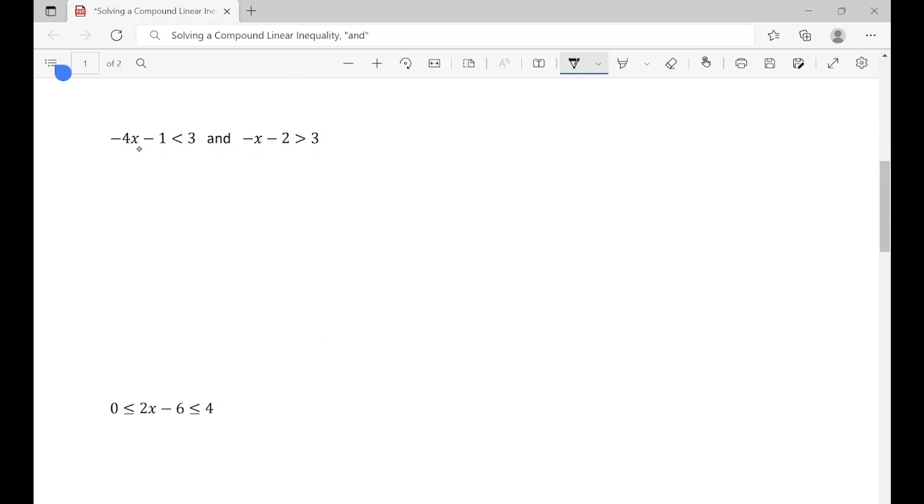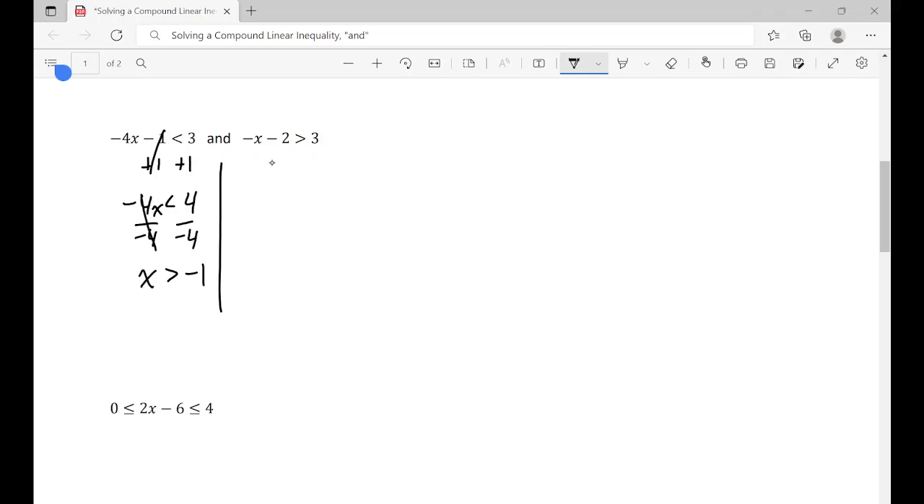Next, negative 4x minus 1 is less than 3, and negative x minus 2 is greater than 3. So solve each one individually. So plus 1, negative 4x is less than 4. Divide by negative 4 on both sides. X is going to be greater than, because we divided by a negative 4, negative 1, so it's flipped.